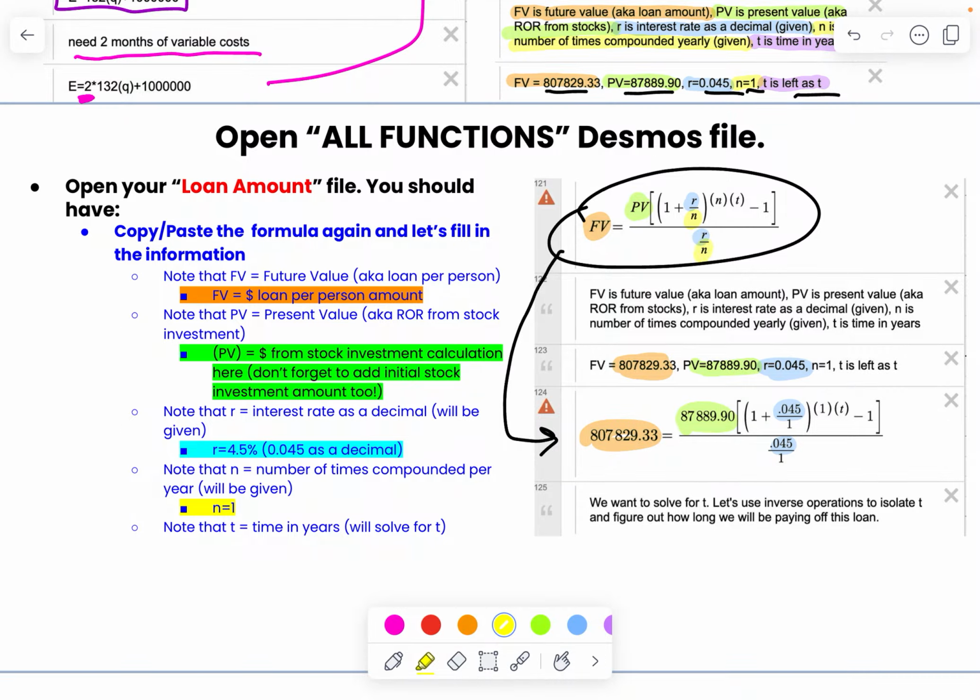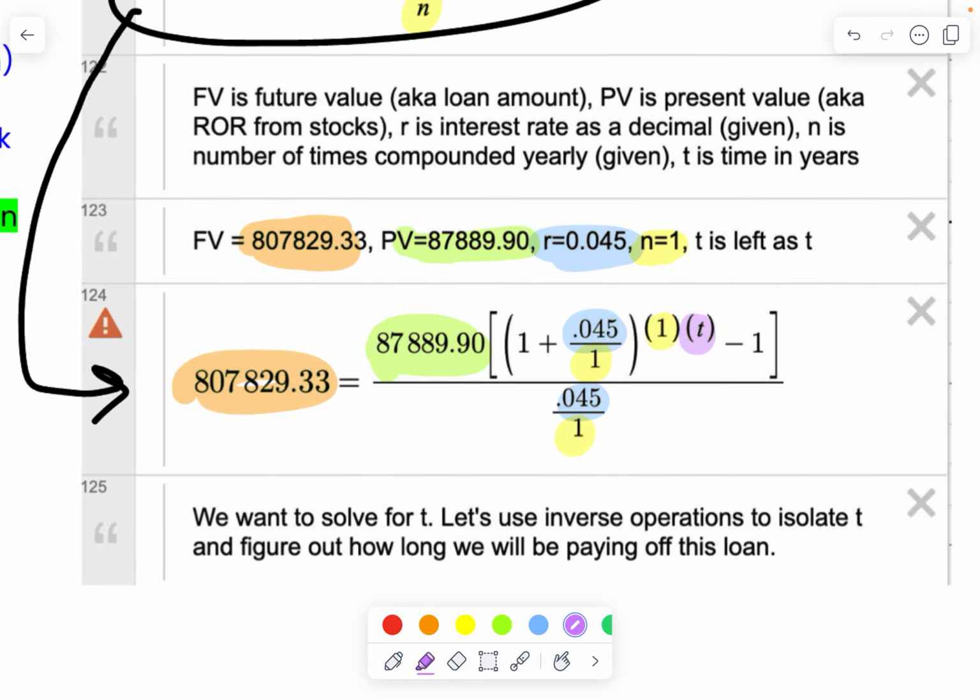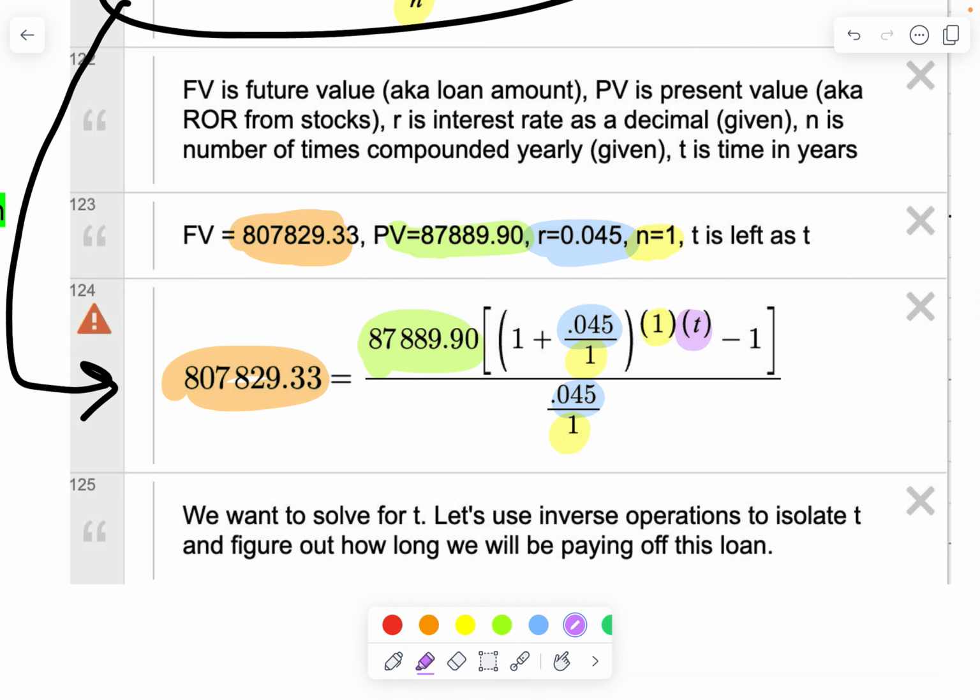You're going to take N, which is the number of times something is compounded. I told you that we're going to leave that as 1. I'm giving that to you, and replace the letter N with the number 1. And last but not least, we're just going to leave T as it is. So that really ugly formula just became this. And our goal now is to solve for the letter T.